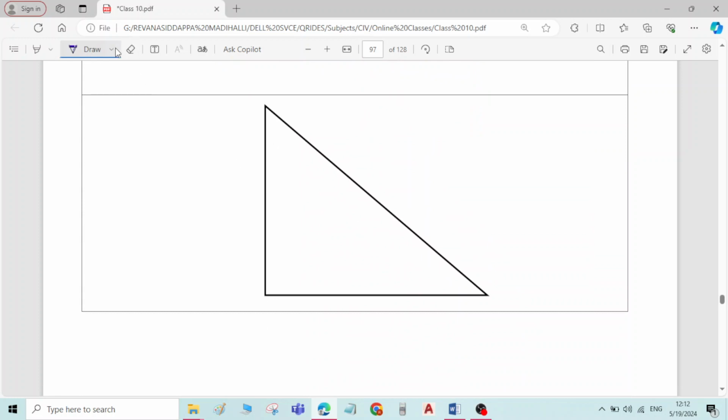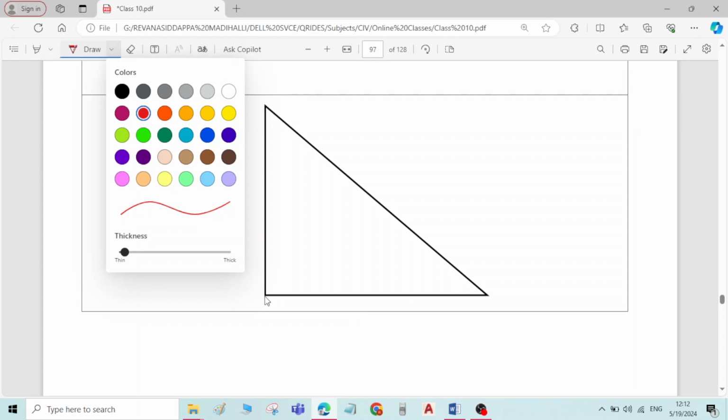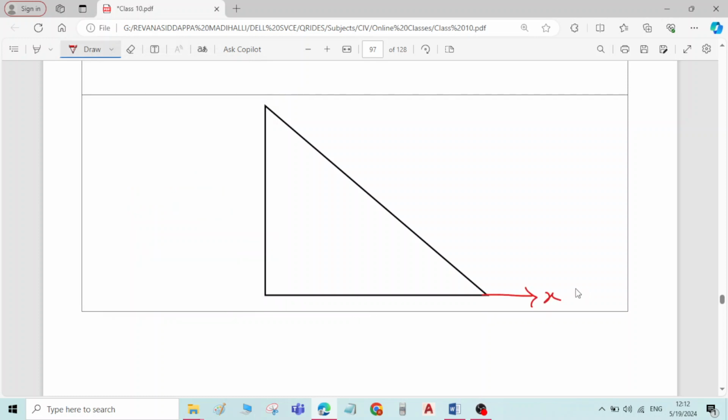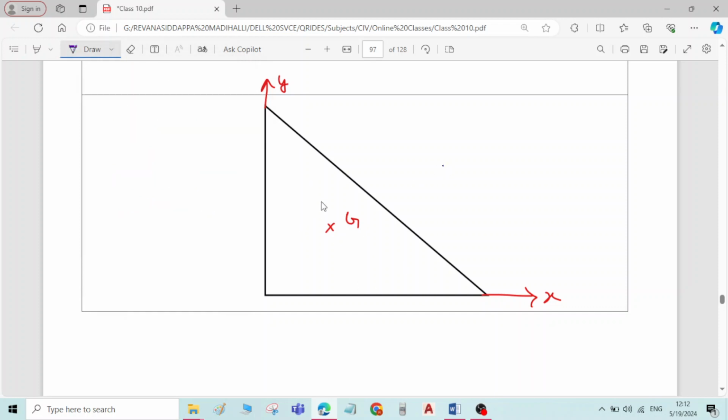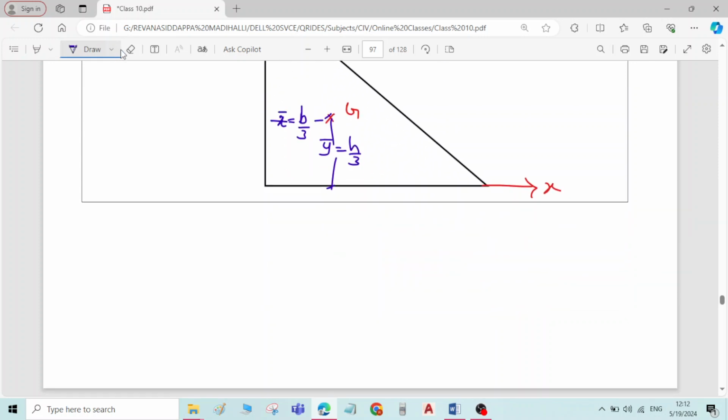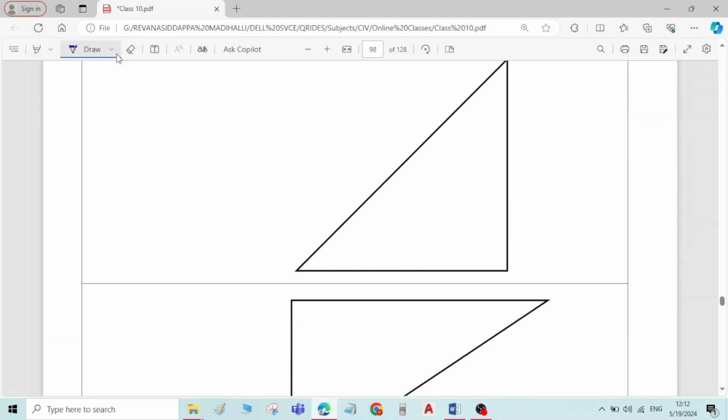So this is the right angle triangle. For the right angle triangle, I'll take the reference axis in the first quadrant first, reference x axis and reference y axis. G is the centroid. What is the formula for the right angle triangle? The right angle triangle is coming in the first quadrant. In the first quadrant, both x and y are positive. Therefore, x bar is equal to b by 3, and y bar is equal to h by 3. Okay.